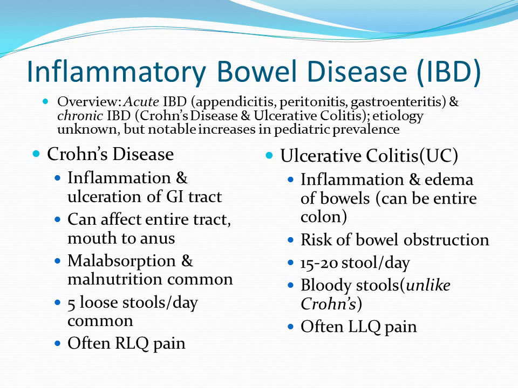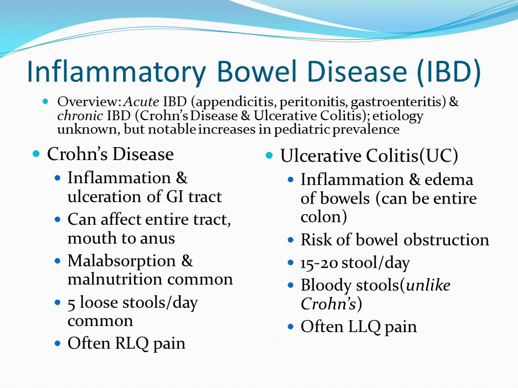Let's look at Crohn's disease. There is known inflammation and ulceration of the GI tract. It can also affect the entire tract, mouth to anus. Malabsorption and malnutrition are common and really important to note in pediatric patients. It commonly presents with 5 loose stools a day, and it often manifests as right lower quadrant pain.